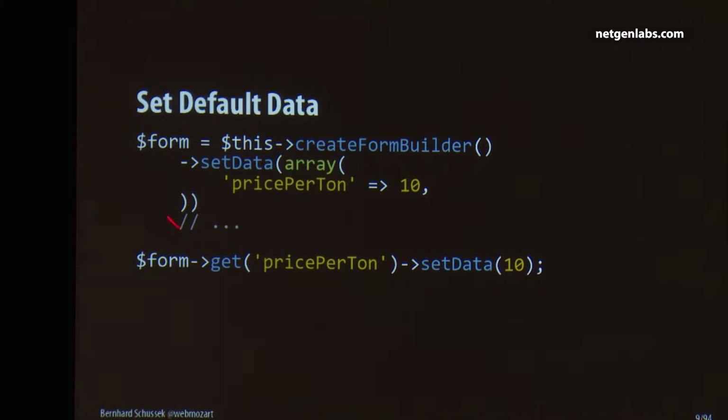And the second way is when you already called getForm and have the form object, then you can call setData on the form object or on any of its fields. So just change the value of one field, for example.